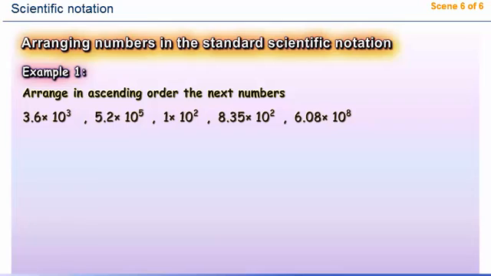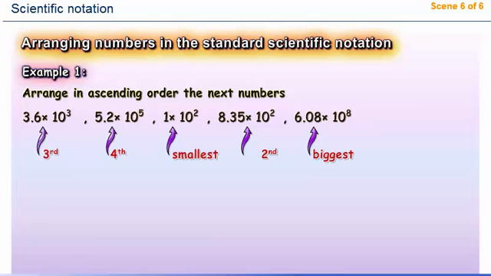Arranging numbers in the standard scientific notation. Example 1. These numbers are expressed in the standard scientific notation. They increase as the power of 10 increases. And if they have the same power, compare the decimal part. 1 times 10 to the power 2 is the smallest number. 8.35 times 10 to the power 2 is the second. 3.6 times 10 to the power 3 is the third. 5.2 times 10 to the power 5 is the fourth. And finally, 6.08 times 10 to the power 8 is the biggest number.